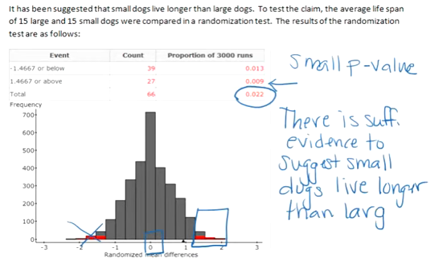And again, the reason for this is because our original claim was that there is no difference between small dogs and large dogs. But because of the small p-value, we're assuming then that this statement that we made before about there being no difference is incorrect, which means that our alternate hypothesis, meaning that small dogs live longer than large dogs, should be true.